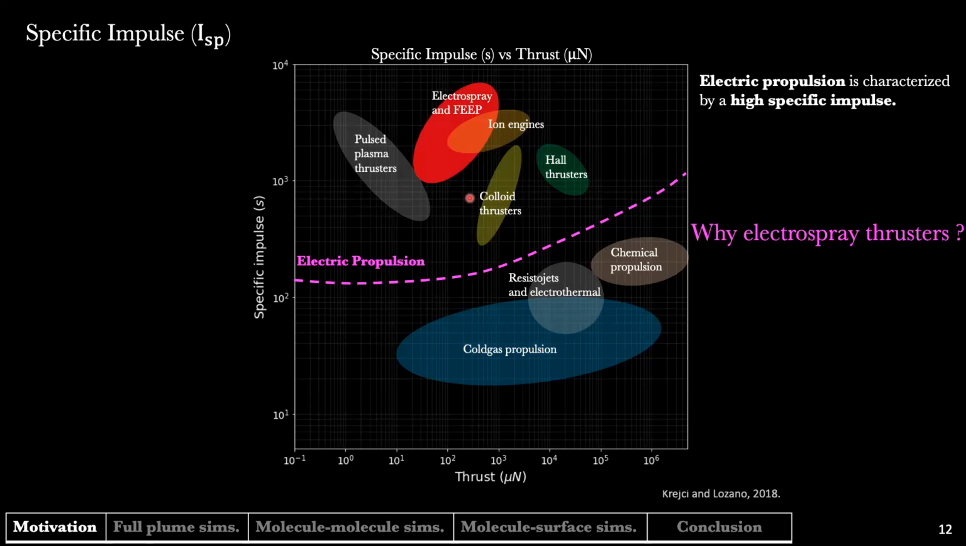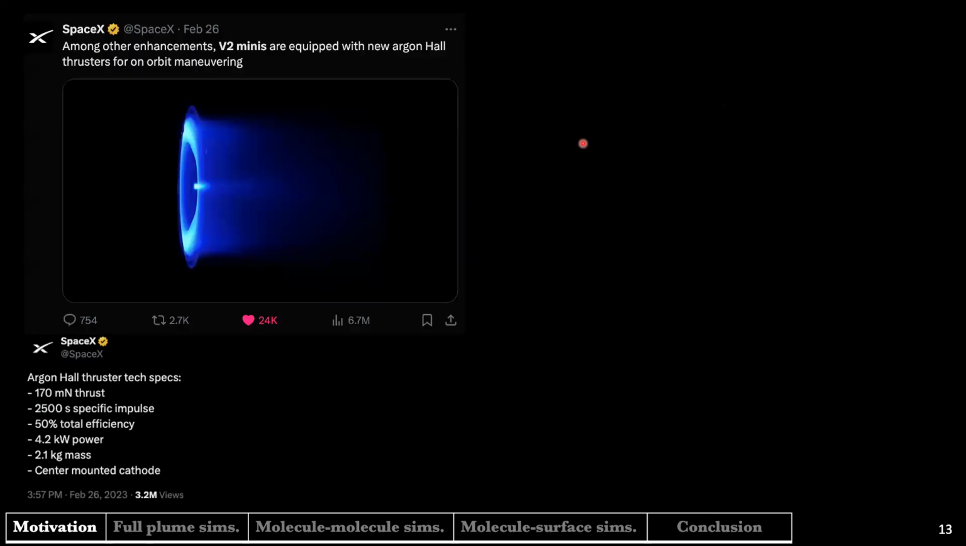And the reason is that there are many limitations that we find in other types of propulsion systems that the electrospray thrusters can easily overcome. For example, let's take the Hall thrusters that are one of the main popular electric propulsion systems. Hall thrusters are used, for example, in SpaceX for Starlink, and we can see that they can produce about 2500 seconds of specific impulse. However, we can also see that the total efficiency is about 50%.